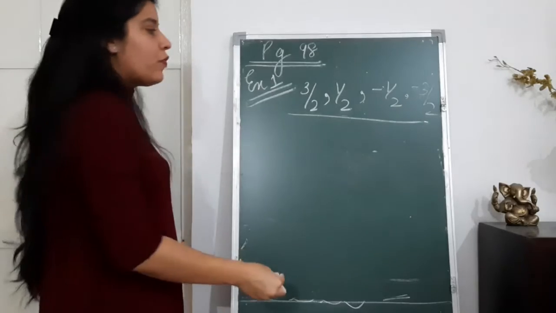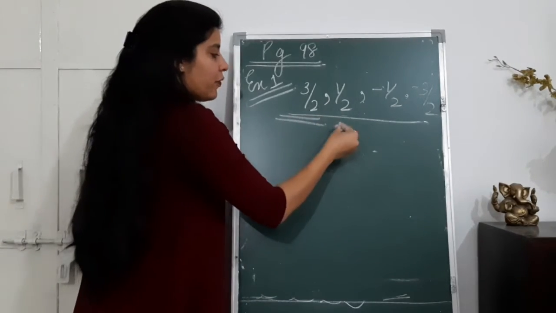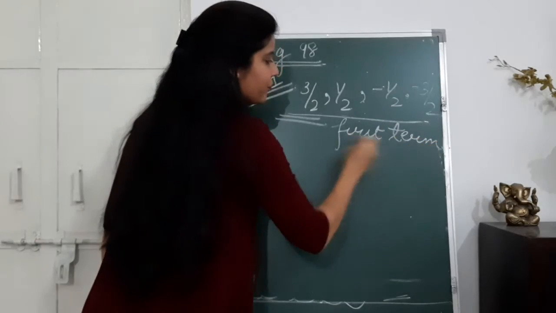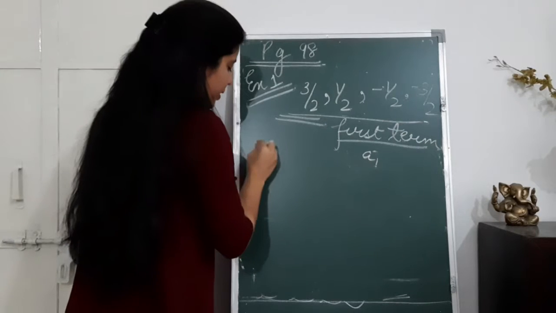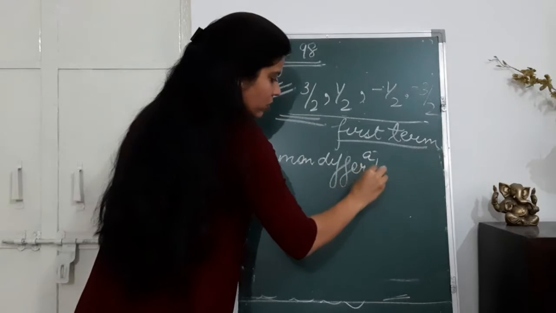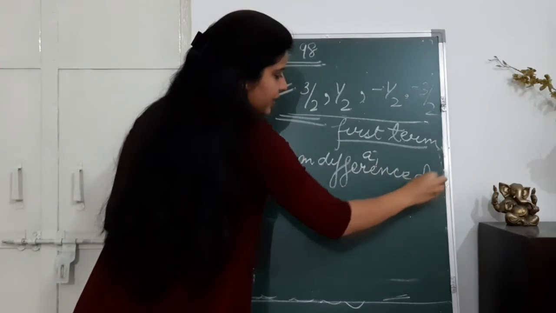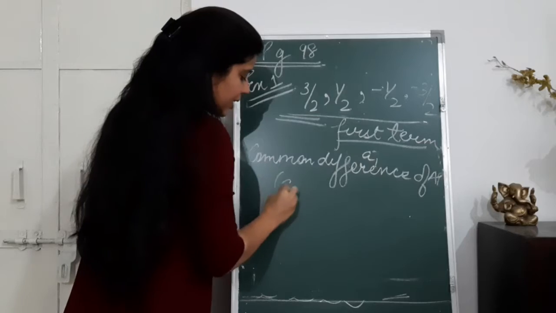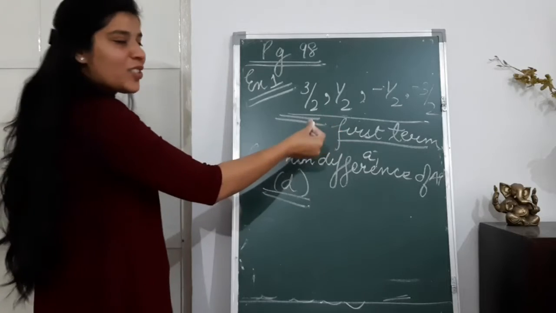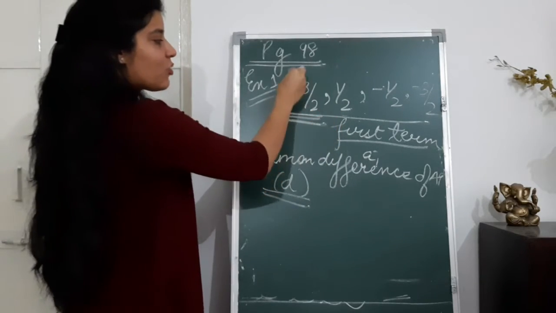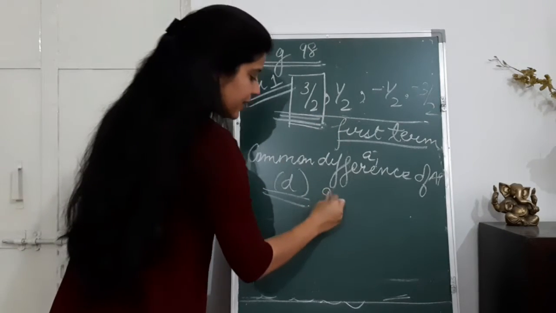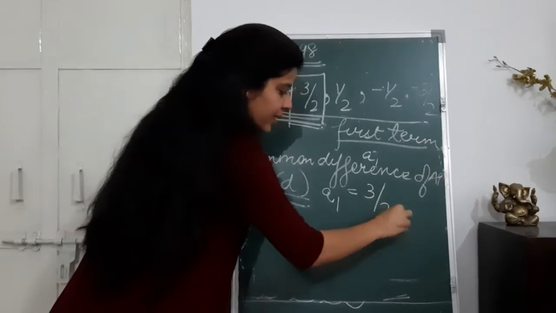And for this, what you have to find? You have to find the first term, which means A1, and the common difference of this AP. So common difference is nothing but D. Alright? So what is the first term for this AP? Clearly the first term of this AP will be its first term. So A1 is equal to 3 by 2.